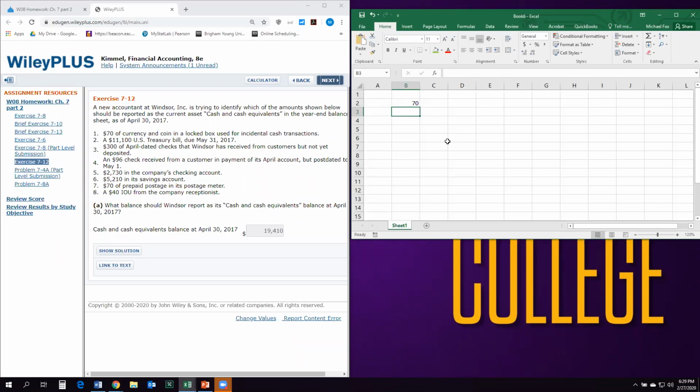$11,100 U.S. Treasury bill due May 31st. Since this is April 30th, that's within that window, so that's definitely going to count. Yeah. $11,100.